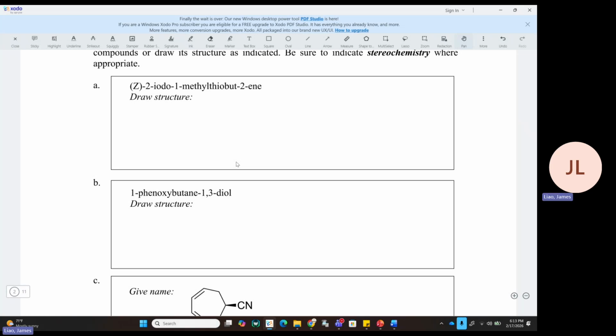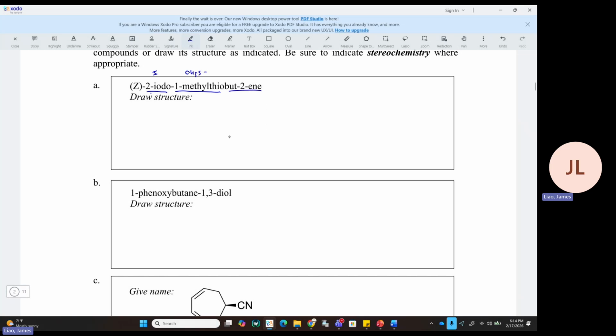So let me get started with nomenclature. The first compound we're going with is Z-2-iodo-1-methylthiobutene. We need to draw the structure of this material. We have an iodo right here at carbon 2. We're going to have a methylthio, which is a methane group with a thio group, which is a sulfur, S. So I need some kind of I right here and also a methylthio, which means it's going to be a CH3S group. And then butene is my parent chain.